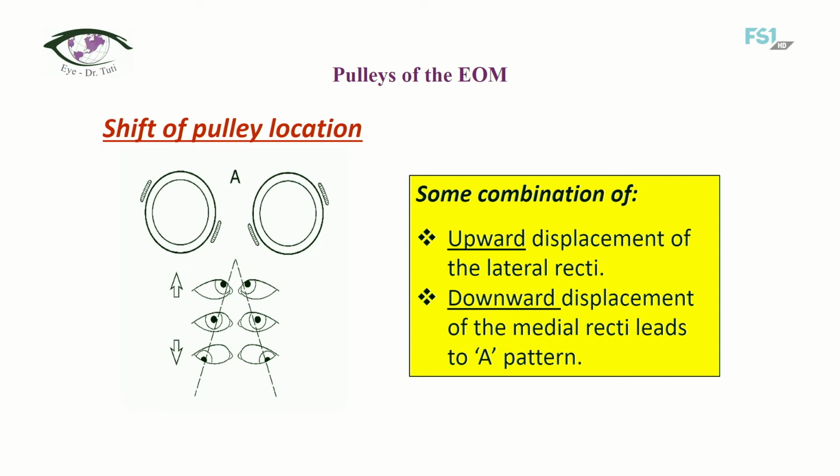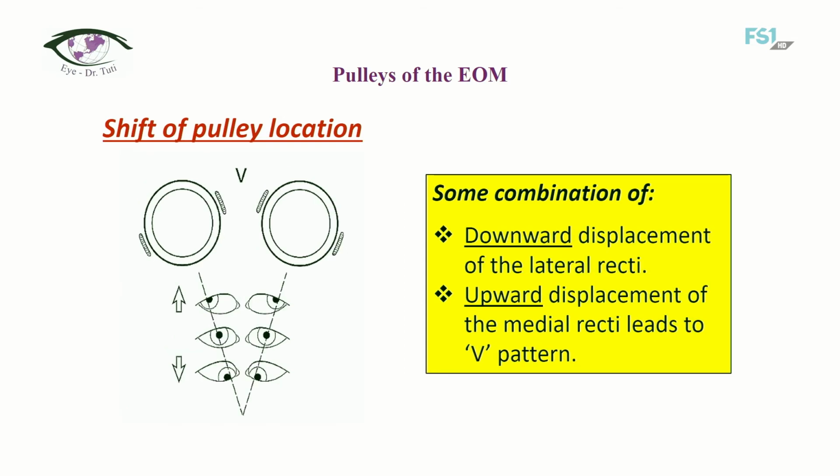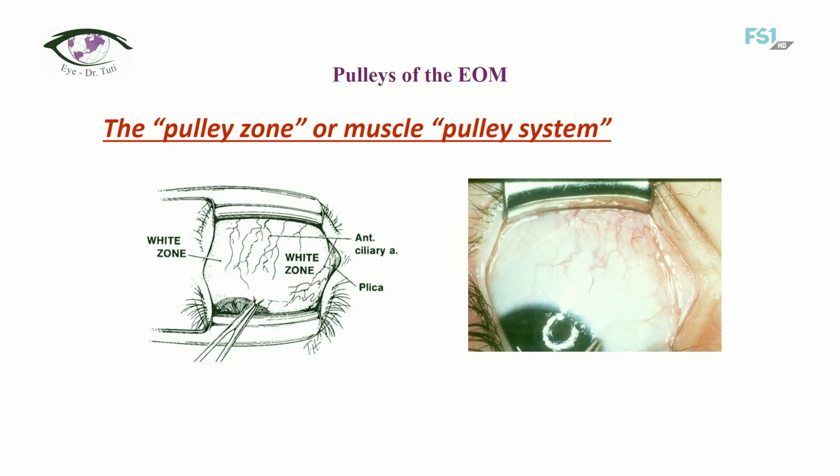Anatomically, this is a combination of upward displacement of the lateral rectus muscles and downward displacement of the medial rectus, which leads to A pattern strabismus. And this is V pattern strabismus, which is caused by a combination of downward displacement of the lateral rectus muscles and upward displacement of the medial rectus muscles.